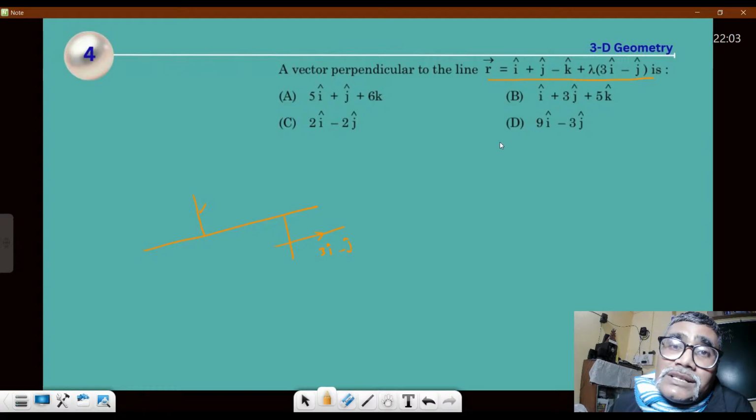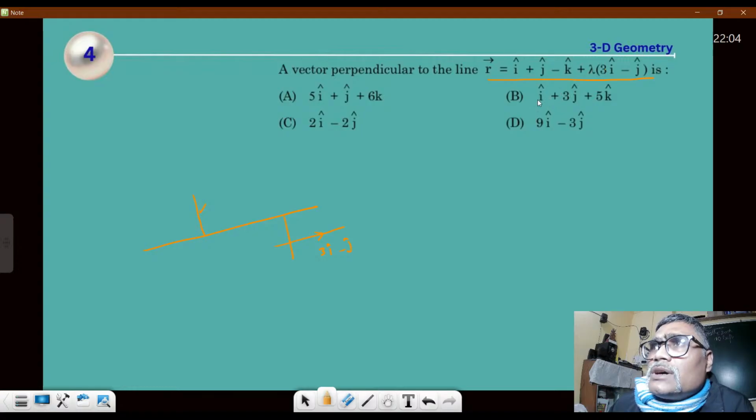So how do you check the perpendicularity of two vectors? Simply, the dot product should be 0. So you just check with whom the dot product is 0. So I think D will be the answer. Let me just try to see. No, not D. Yeah, this can be the answer, B. Let me just try to see.